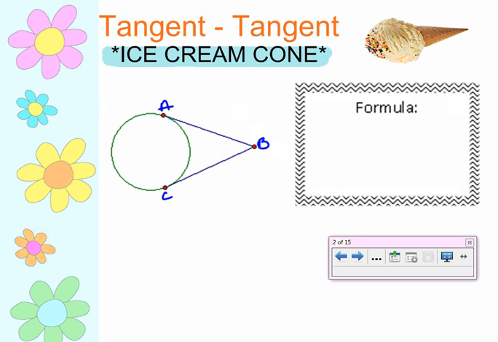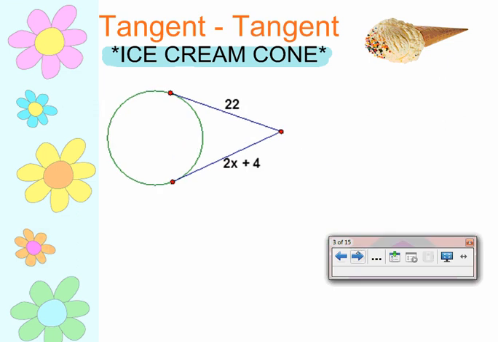So the formula here and the trick to remember is that they're congruent to each other, or they're equal pieces. So I'm going to have AB is congruent or equal to BC. Okay, so for our ice cream cone, it means they're equal. So let's use this in an example. We have our two pieces, and remember they are going to be equal to each other or congruent. So I'm going to set them equal.